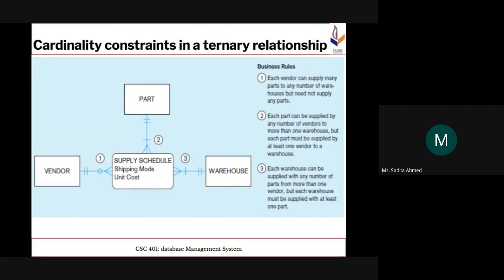Even if you do, whichever way you go, it would be confusing at best. But here, it's very obvious, and you can assign it clearly. That is, in the supply schedule table, there can be multiple vendor instances. However, for a single supply schedule instance, that is a single row, there is only one vendor instance. And at the same time, a vendor instance could exist in the database.